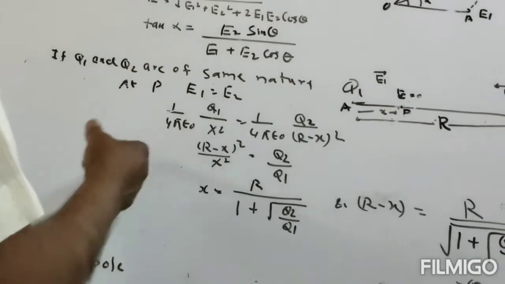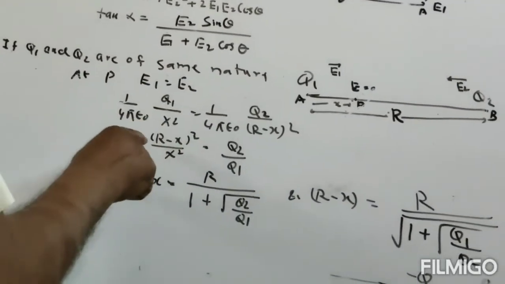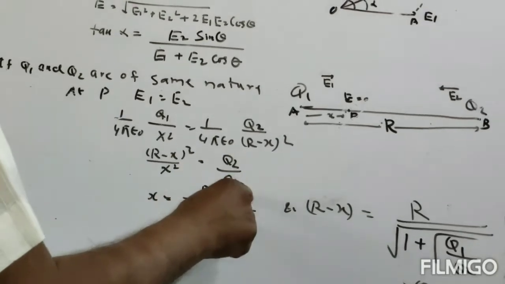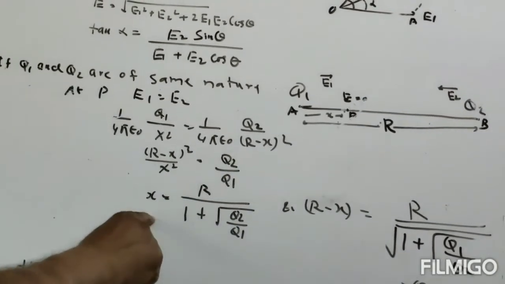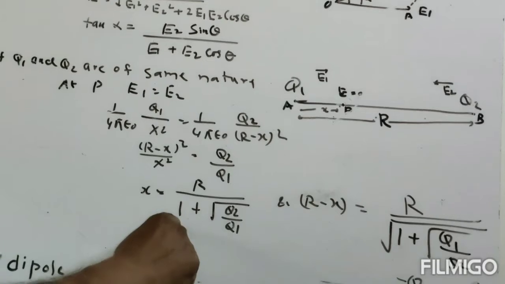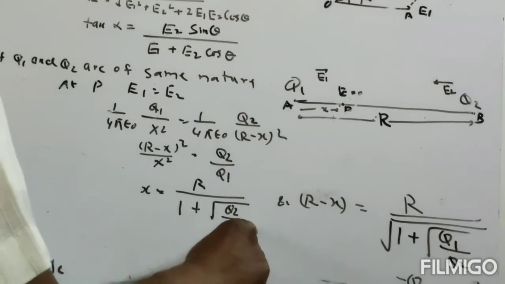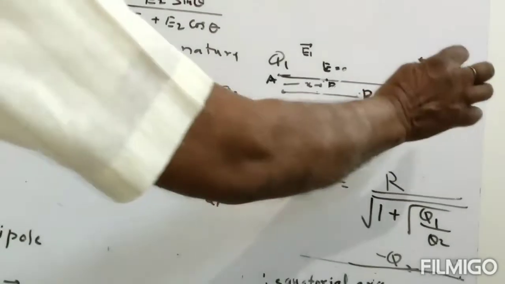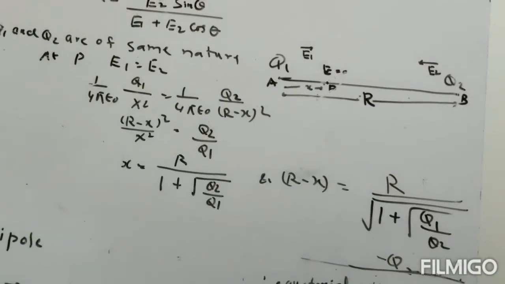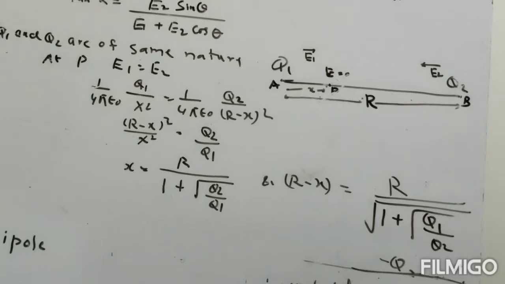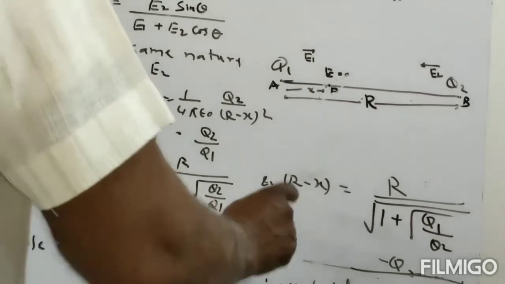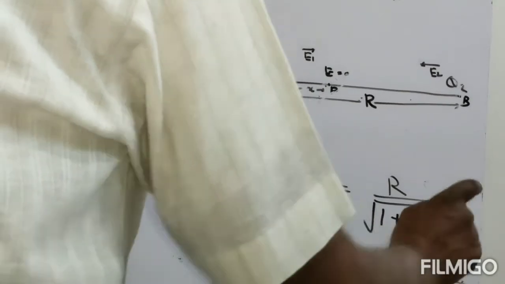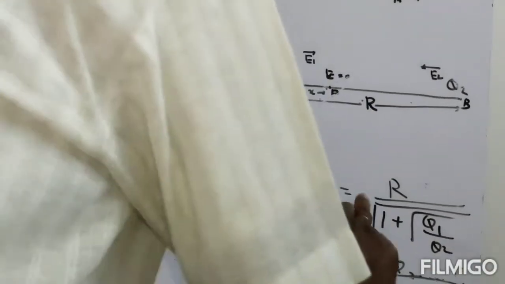So we can cancel 1 by 4 pi epsilon 0, and so (r minus x) whole square divided by x square will be equal to Q2 by Q1. By solving it, we can write x is equal to r divided by 1 plus square root of Q2 by Q1. Similarly, if we want to find the distance from the Q2 charge, then the distance will be equal to r minus small x, and that will be equal to r divided by 1 plus the square root of Q1 by Q2.